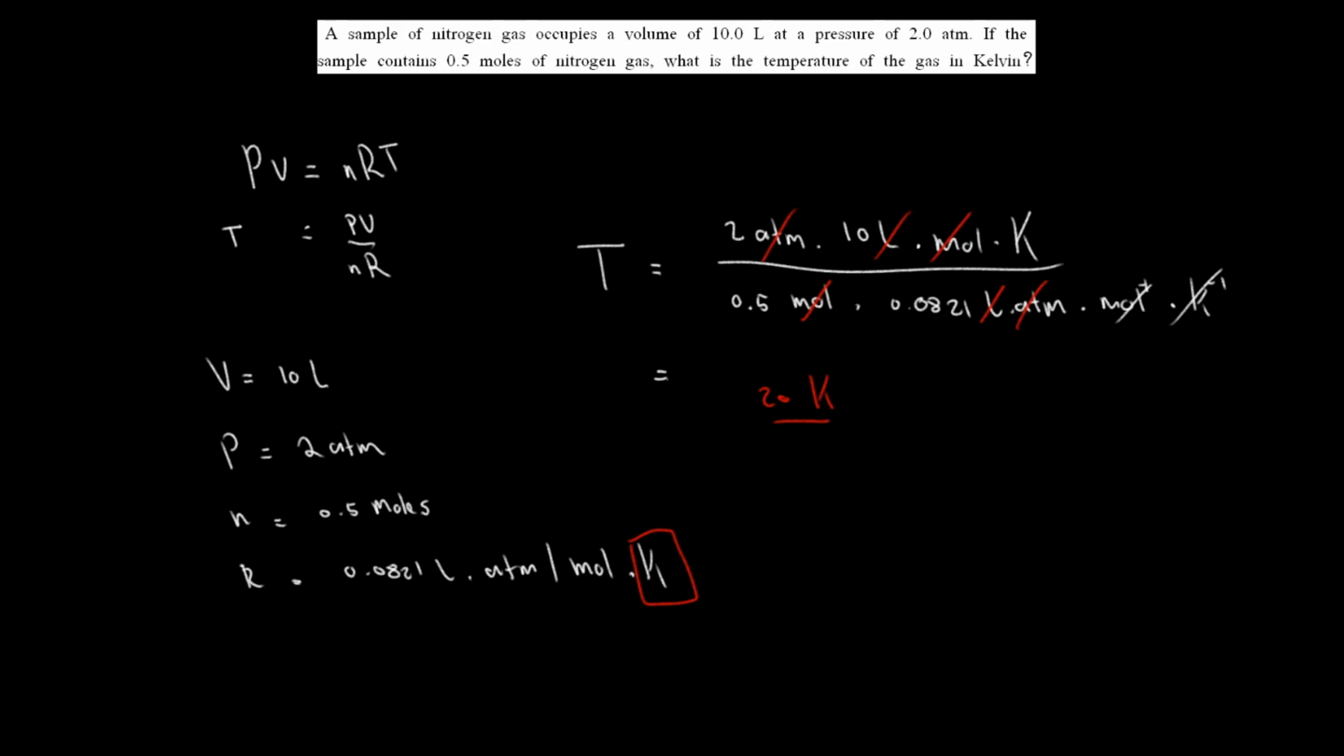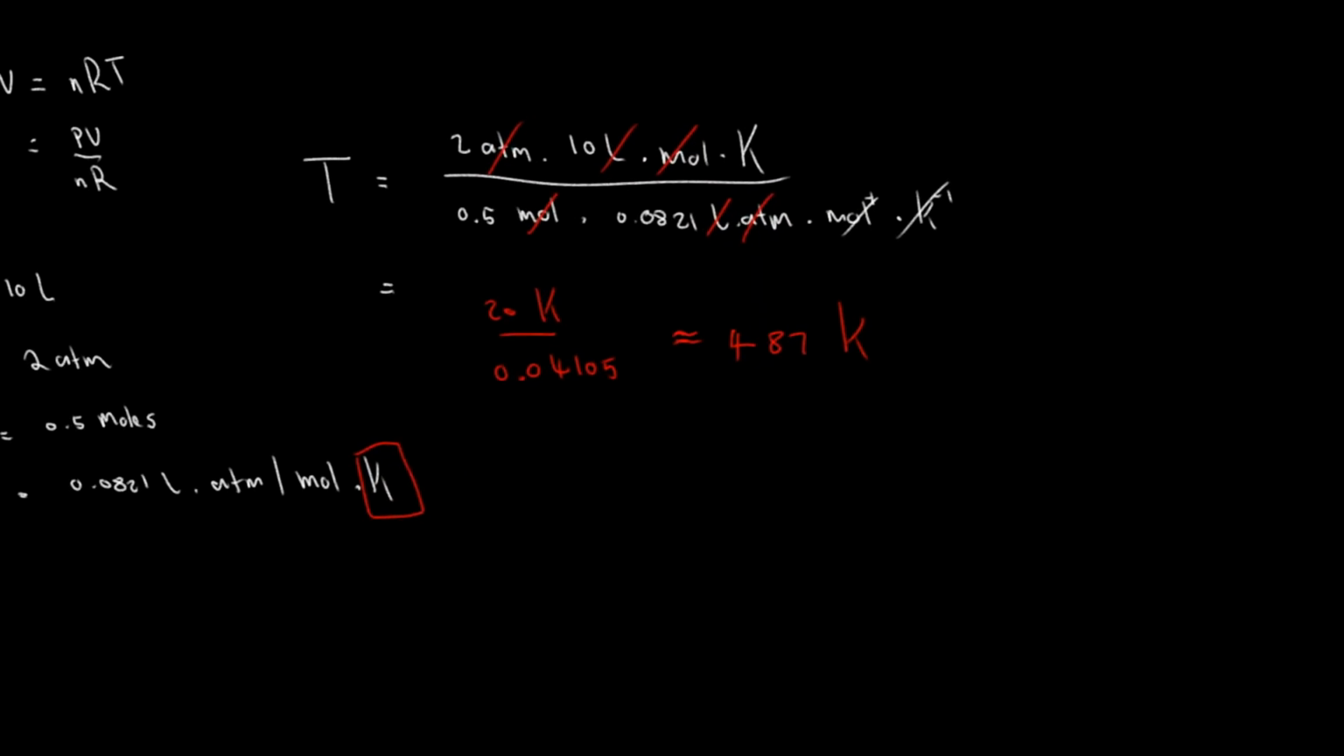Okay. So 0.5 multiply 0.0821. I get 0.04105. And then if I take 20, I divide it by 0.04105, I get 400. I get approximately, okay, approximately 487 Kelvin. Now, what if they ask you to put your final answer in Celsius?